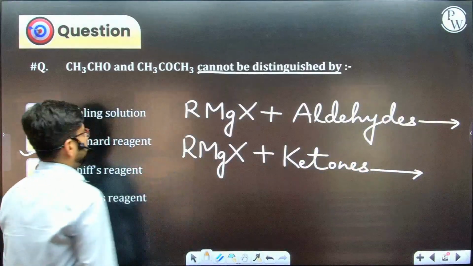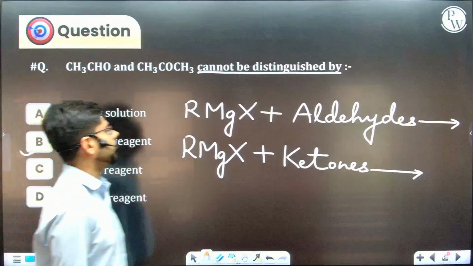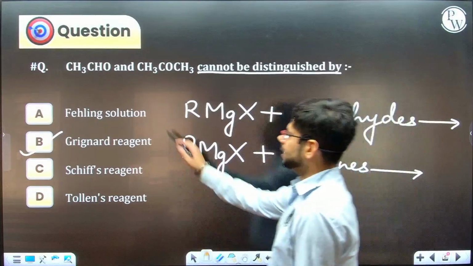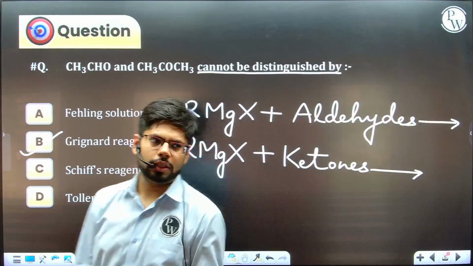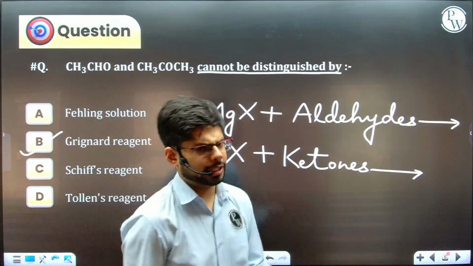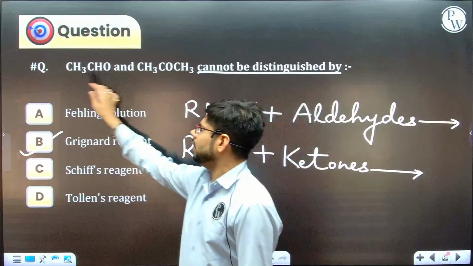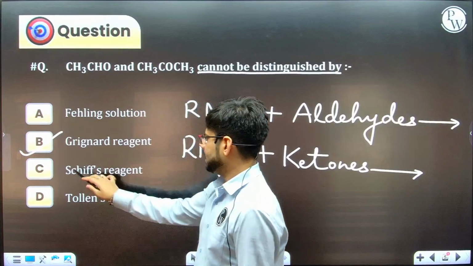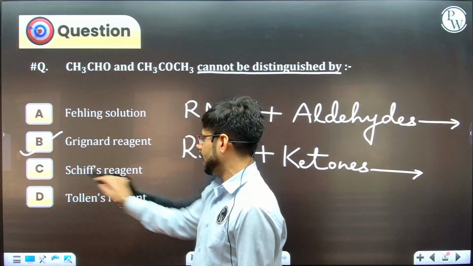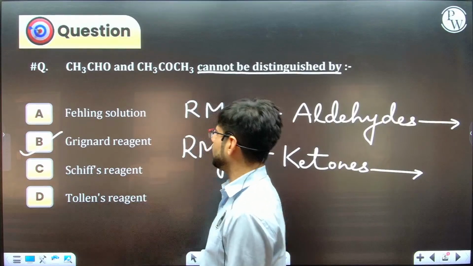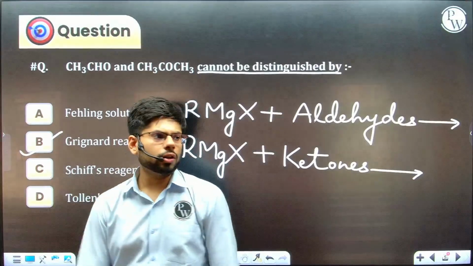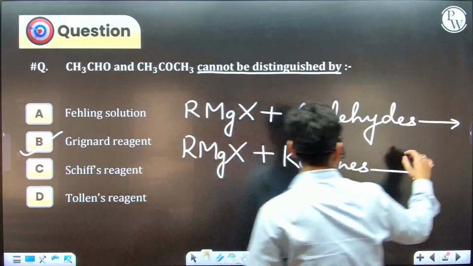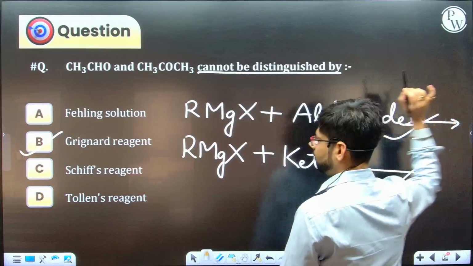Grignard reagent reacts with aldehyde and also with ketone. Fehling's solution is definitely used to distinguish an aldehyde from a ketone, because the aldehyde will undergo reaction with Fehling's reagent, whereas the ketone will not. Same holds true for these two. Aldehydes will react with Schiff's reagent, aldehydes will react with Tollens reagent, but ketones will not react. Hence, B is the answer, because with Grignard both will react. This reaction will also take place.